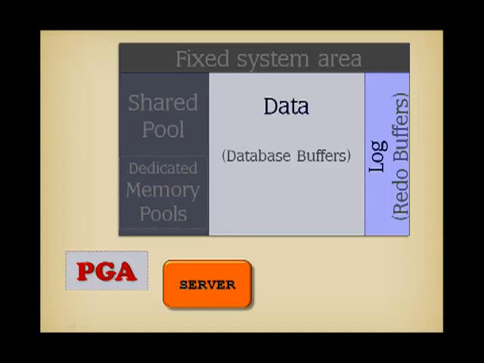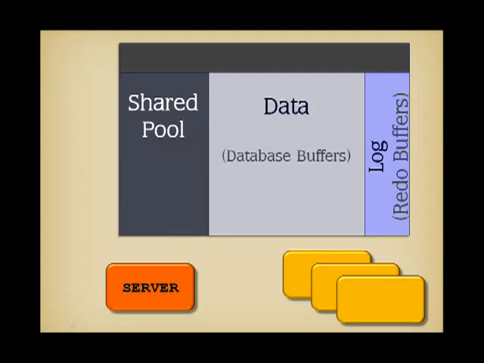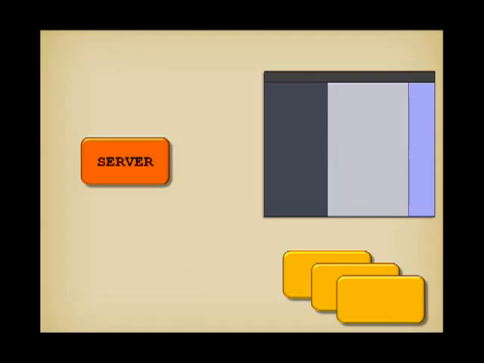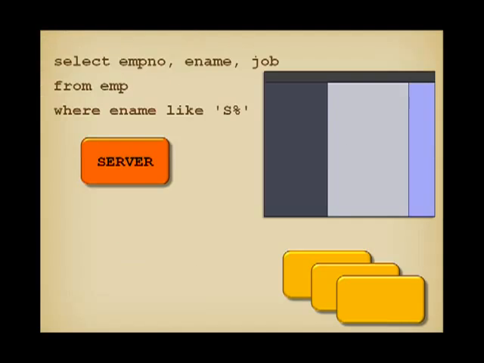The parts that really matter to understand how Oracle works are the shared pool, the data buffer, and the log buffer. This is where the dedicated server process will operate, as well as the main utility processes started with the database. Let's see what happens when the client issues an SQL query.